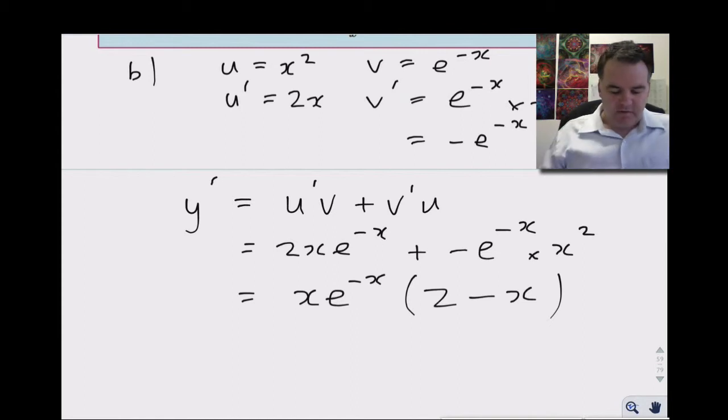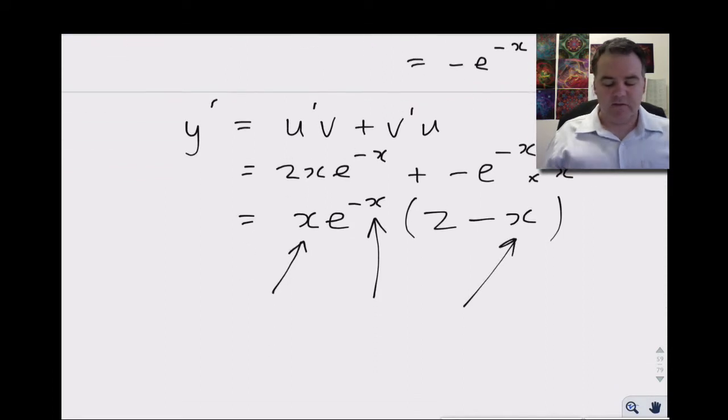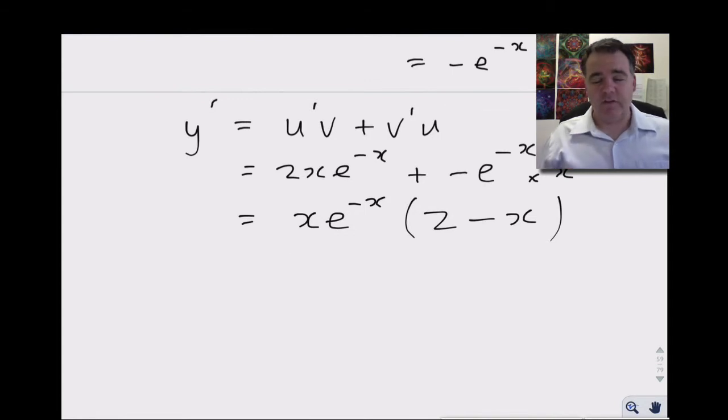You can see that when is this equal to 0? It's going to be equal to 0 when x is equal to 0 right there. This value of x will never help us to find when it's 0, and also when x is equal to 2. So the stationary values there would be x equals 0 and 2. But we won't go any further than that. We're just concerned at this stage with using the quotient rule, chain rule, and the product rule.